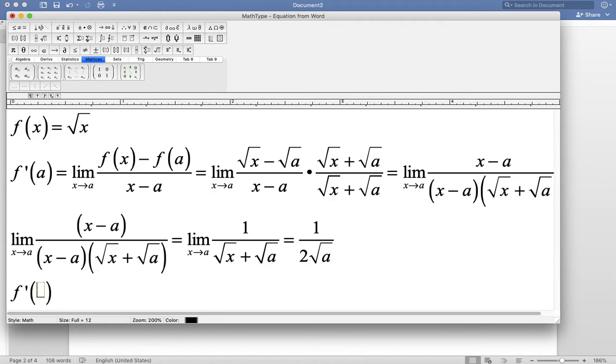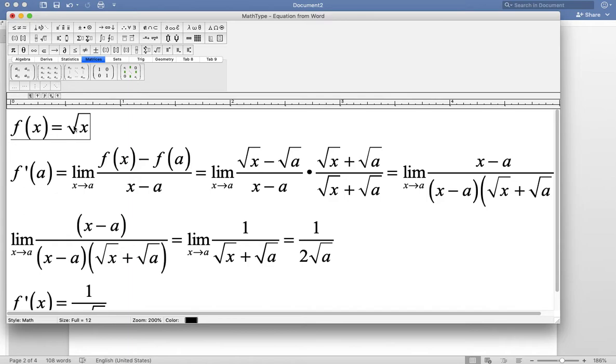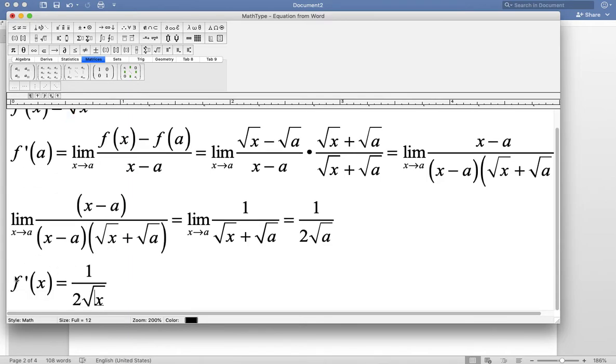I can substitute back for x. The derivative of square root of x is 1 over 2 root x. So for our initial function, the square root of x, we have come up with the derivative. F prime of x, the derivative of f with respect to x, is 1 over 2 root x. This derivative gives us the slope at every point of the curve, the square root of x. The derivative is a function that gives us the slope at any point along the way.